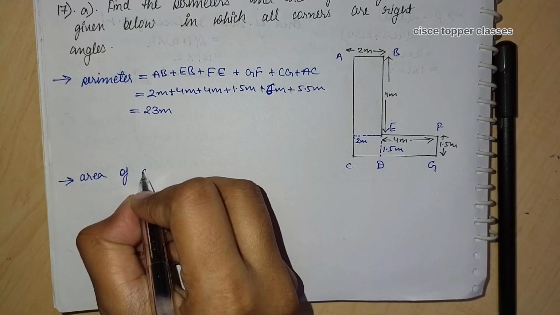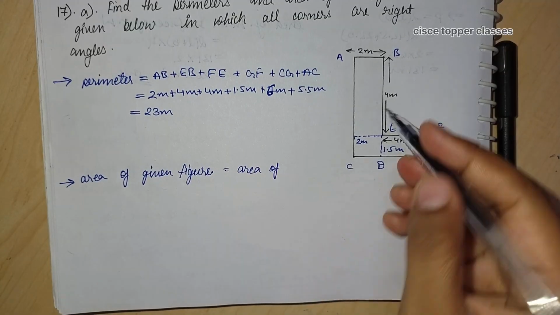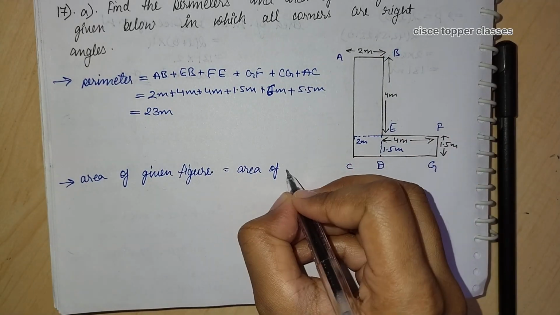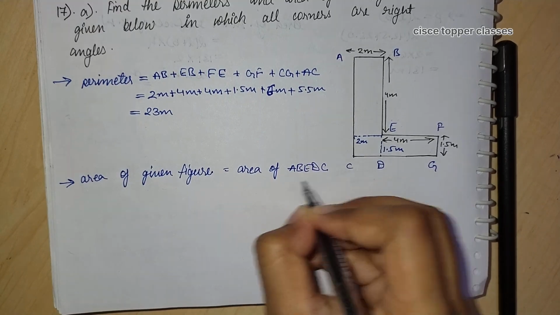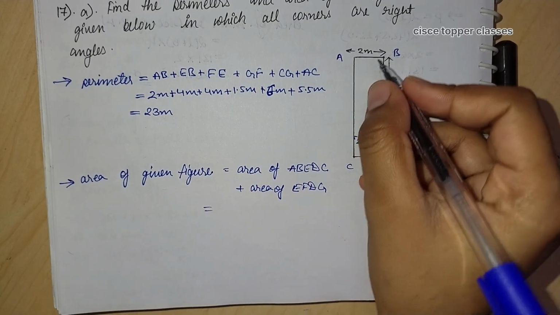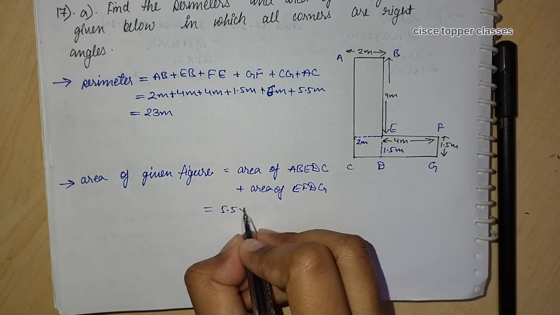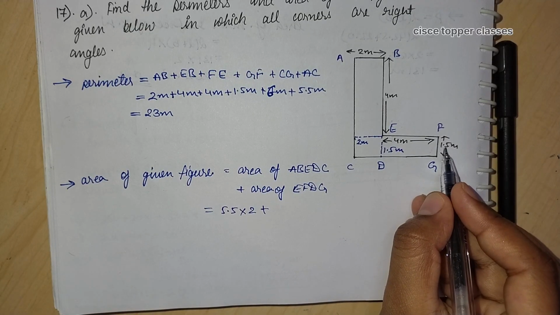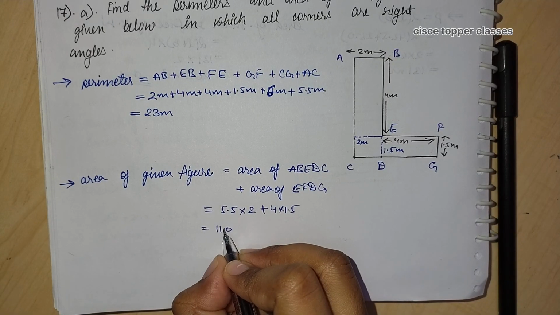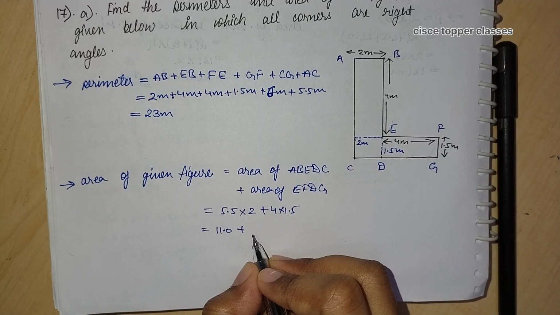Now area of the given figure we can write as area of, firstly, area of rectangle ABEDC plus area of rectangle EFDG. So firstly, to find the area of this rectangle, we can just write 4 plus 1.5 means 5.5 as the length, and breadth is 2. Then 1.5 is breadth here, and length is 4, means 4 into 1.5. So we'll multiply this part. So it will be 11 plus 4 into 1.5 will be 6.